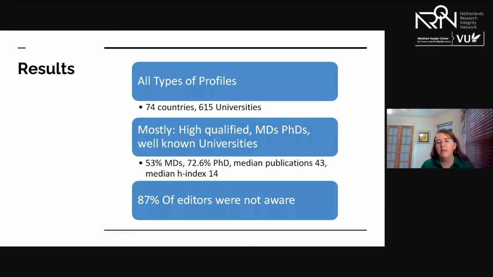The result is that among these editors, there are all types of profiles, from starters, junior researchers, to very experienced researchers. We even found about 3 editors who had died about 5 years ago. They came from 74 countries and 650 universities, but most of them were highly qualified, MD or PhD, with a high record of publication, at very well-known universities. 53% were MDs, 72.6% PhDs. The median number of publications was 43, and the H index was 14.